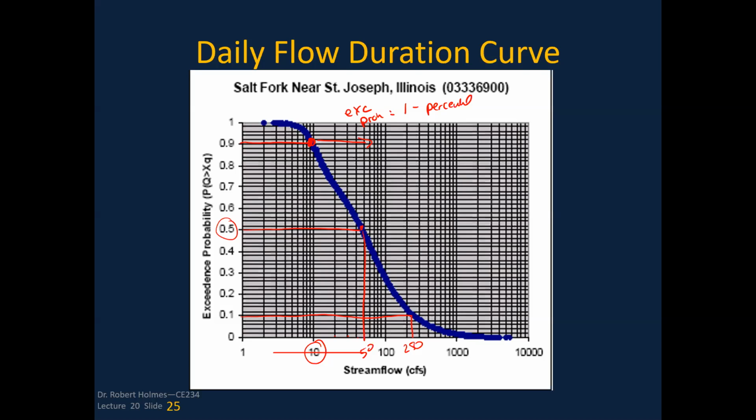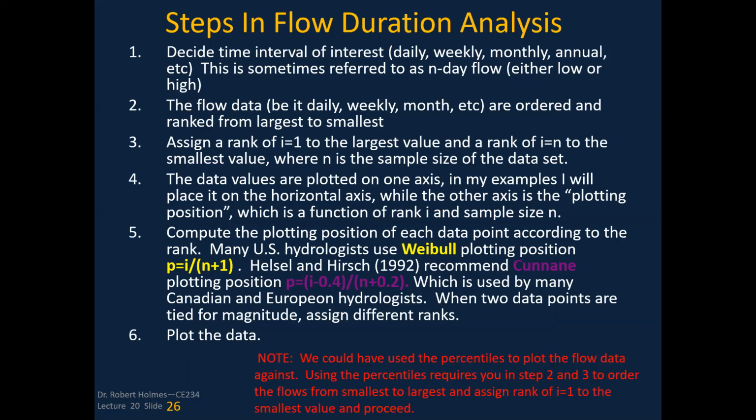Just keep that in mind, because I may show you an exceedance probability plot for flow duration, or I might show you a percentile plot. You have to know the difference between the two. So when we're building a flow duration analysis, these are the steps we'd go through, and you're going to go through this in the tutorial. First of all, you decide the time interval of interest: daily, weekly, monthly, annual, etc. And then you go get that flow data.